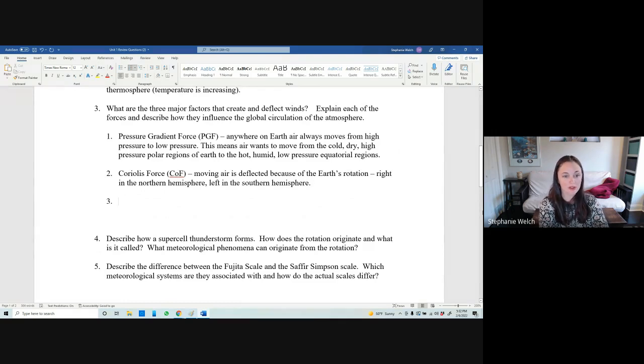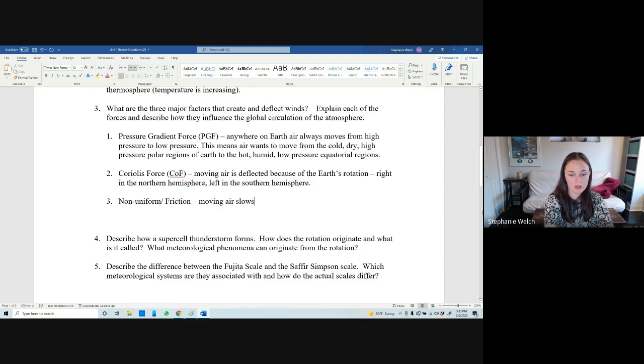Last part, 3. This is where I sum up a whole bunch of miscellaneous details. Non-uniform Earth friction. So we know that first, air wants to move from high to low pressure, so air wants to move from the poles to the equator. As it's moving from the poles to the equator, it gets deflected because the Earth is rotating. And finally, this third part, the non-uniform friction thing.